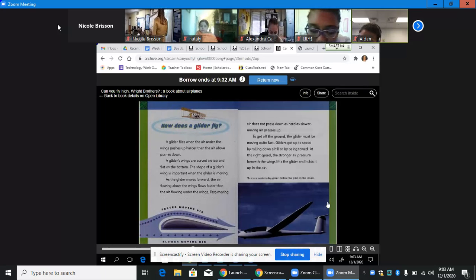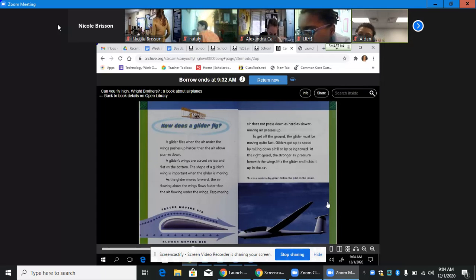Now we're gonna read how does a glider fly. A glider flies when the air under the wings pushes up harder than the air above pushes down. A glider's wings are curved on top and flat on the bottom. The shape of a glider's wing is important when the glider is moving. As the glider moves forward, the air flowing above the wings flows faster than the air flowing under the wings. Fast-moving air does not press down as hard as slower-moving air presses up.